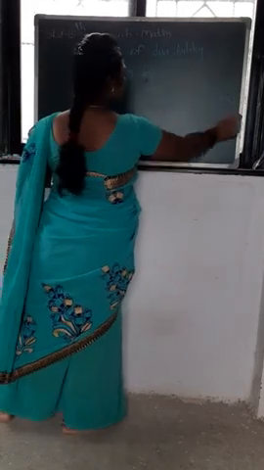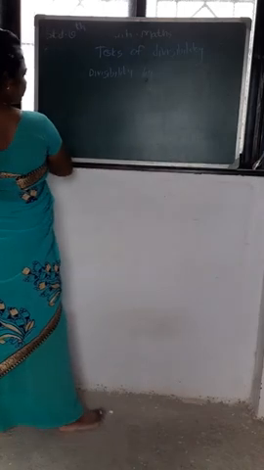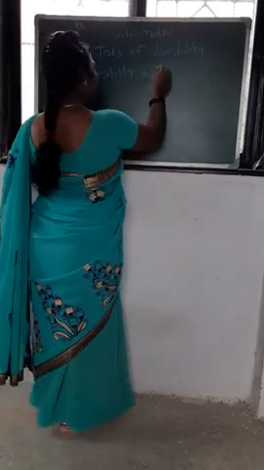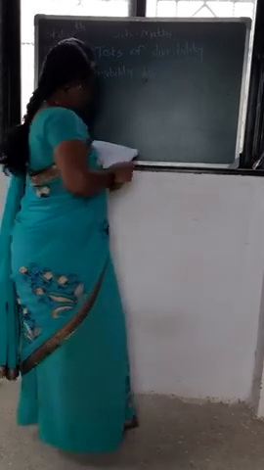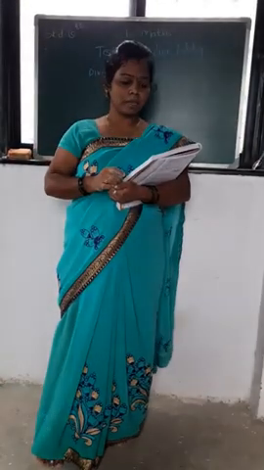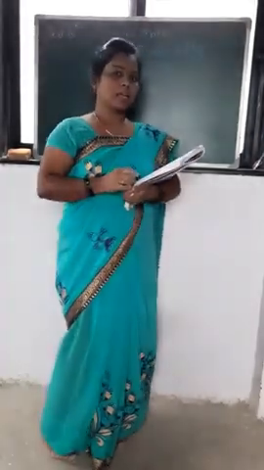Then the second test is divisibility by 3. Every number can be exactly divisible by 3 if the sum of its digits is divisible by 3.